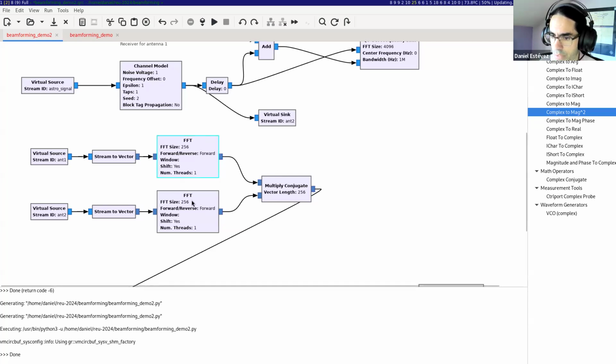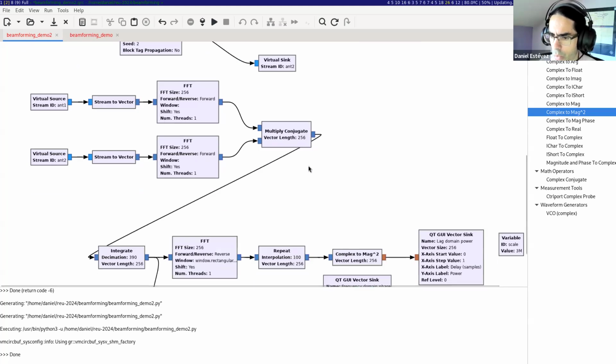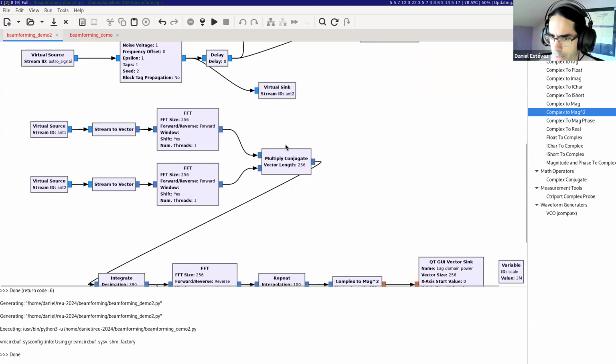So that makes sense because we want to measure the phase difference between the two antennas, and having these FFTs to see what happens over frequency also makes sense because we have seen that a delay is the same as a phase slope versus frequency. So by doing this analysis over a set of frequencies, we can figure out what the delay is.